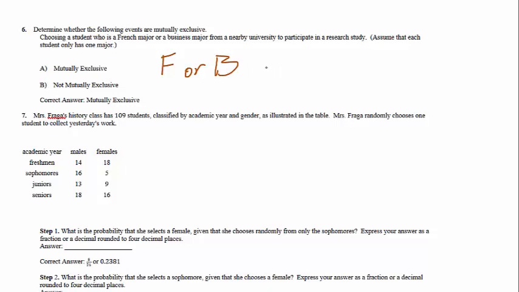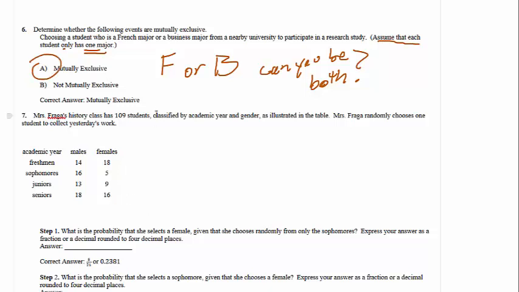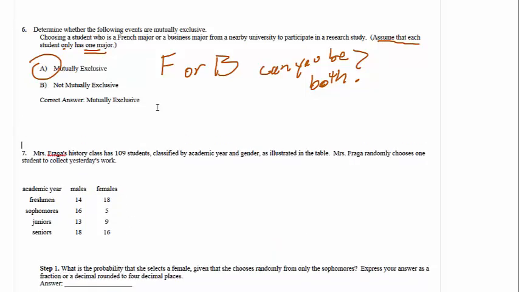And the real question here is, can you be both? Can you be both a French major and a business major? In the real world, you can, but here it's telling us to assume that each student only has one major. You can't be both. Therefore, these are mutually exclusive. You can either be one or the other. You can't be both. That's number 6.